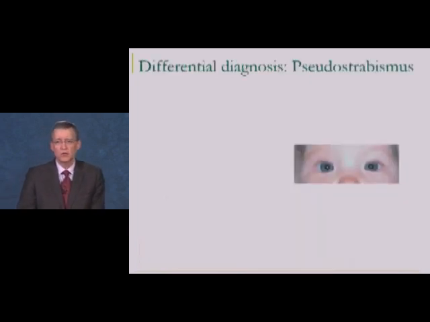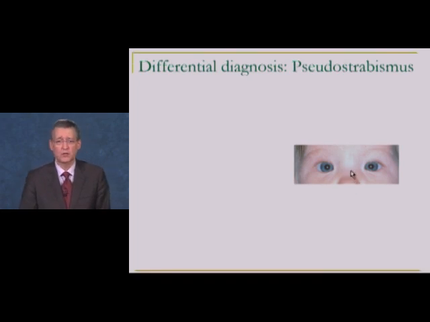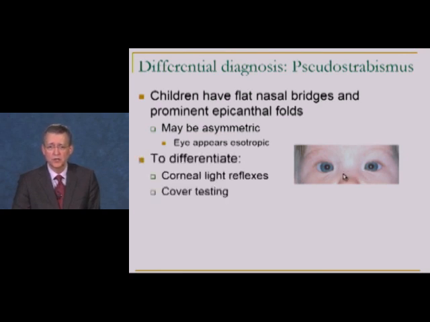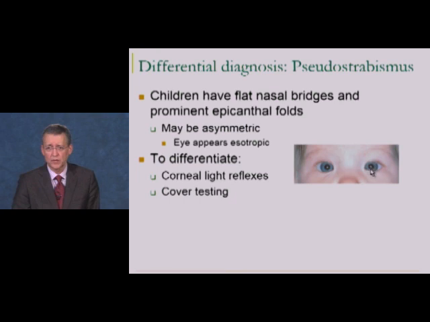And then when is strabismus not strabismus? When it's pseudostrabismus. So here's a child, and everybody, family, pediatrician, everybody thought the child had strabismus. But children have flat nasal bridges and prominent epicanthal folds. They could be asymmetric, and so it makes the eye appear esotropic. But you really want to look at the corneal light reflex and notice how that dot is really right in the middle of the pupil on both sides.